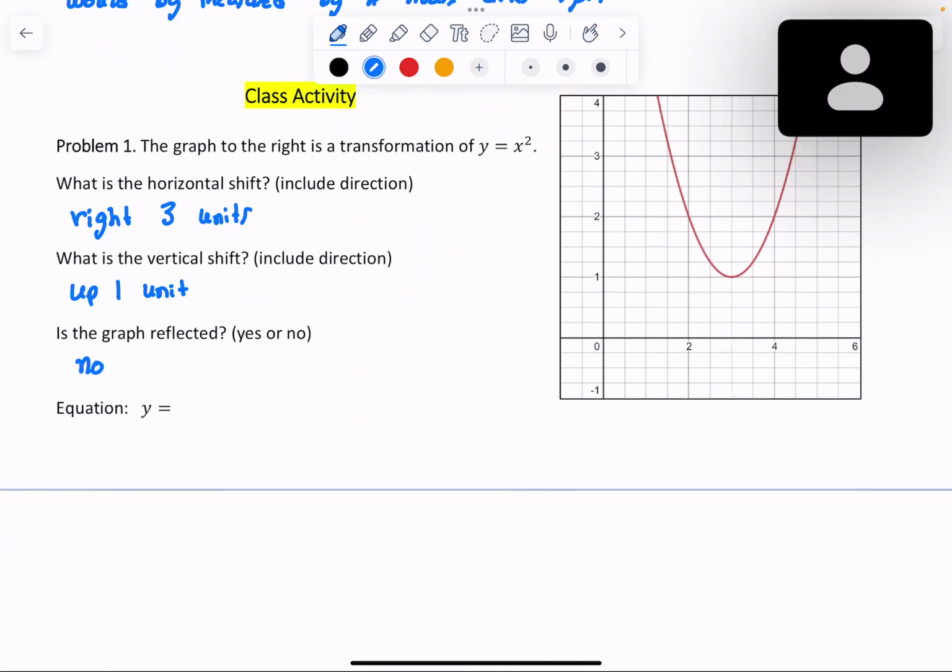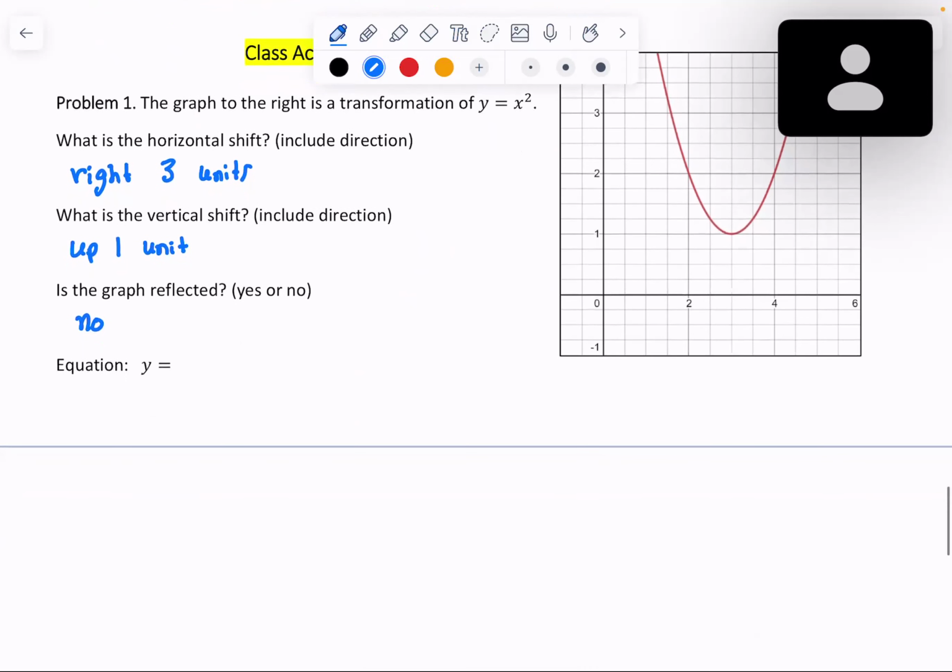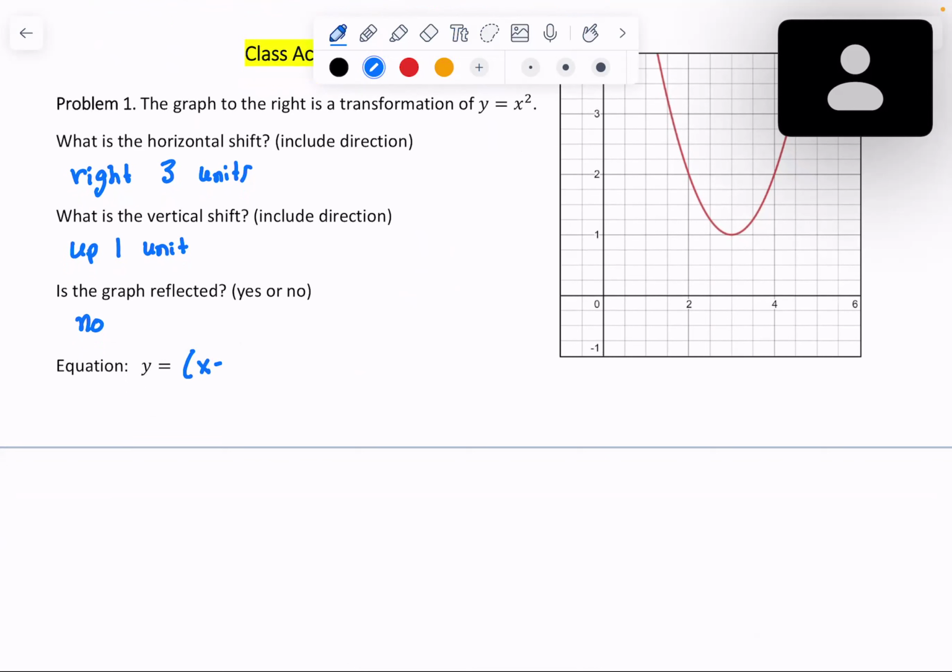So then the new equation for this one is as follows. First we have our shift right 3 units. This would be indicated by x minus 3 right here. Instead of plugging in x, we plug in x minus 3. And remember, it's squared. And then 1 unit up, we add 1. That's the new equation of the function. Are there any questions over those 2 sections of notes?